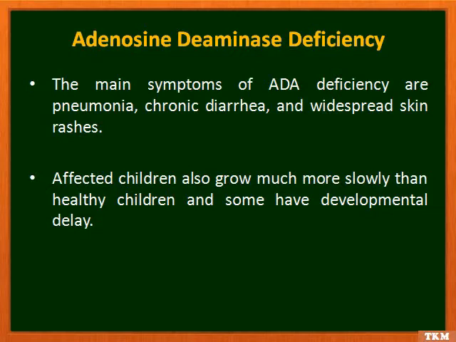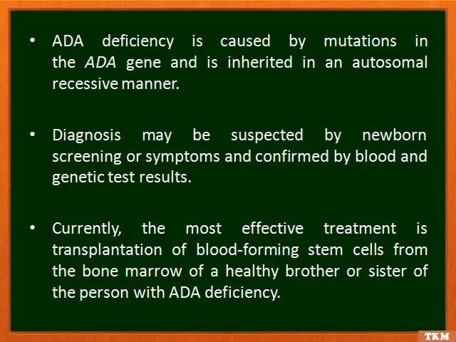The main symptoms of ADA deficiency are pneumonia, chronic diarrhea and widespread skin rashes. Affected children also grow much more slowly than healthy children, and some have developmental delay. ADA deficiency is caused by mutations in the ADA gene and is inherited in an autosomal recessive manner, as we just saw in the previous slide.